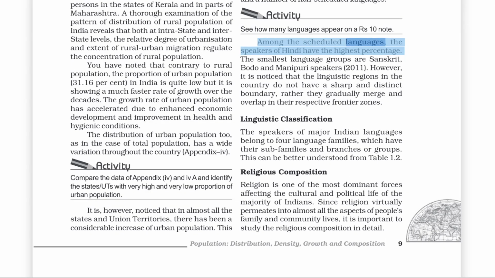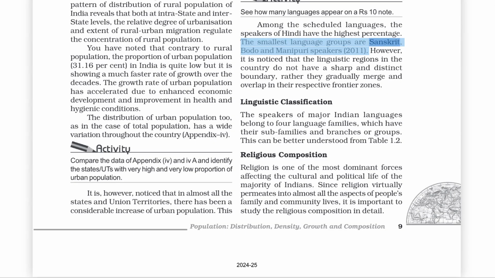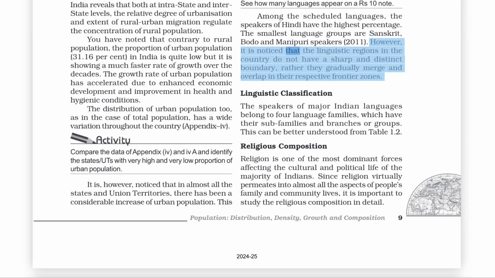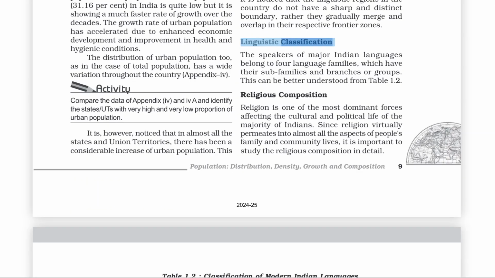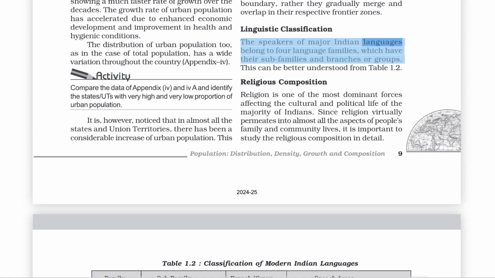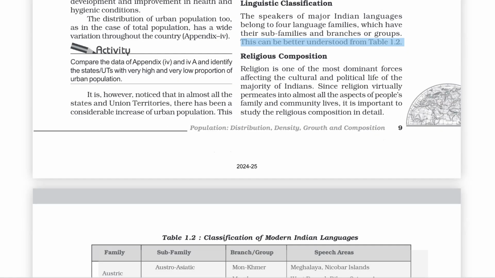Among the scheduled languages, the speakers of Hindi have the highest percentage. The smallest language groups are Sanskrit, Bodo, and Manipuri speakers. 2011. However, it is noticed that the linguistic regions in the country do not have a sharp and distinct boundary, rather they gradually merge and overlap in their respective frontier zones. Linguistic classification. The speakers of major Indian languages belong to 4 language families, which have their subfamilies and branches or groups. This can be better understood from Table 1.2.